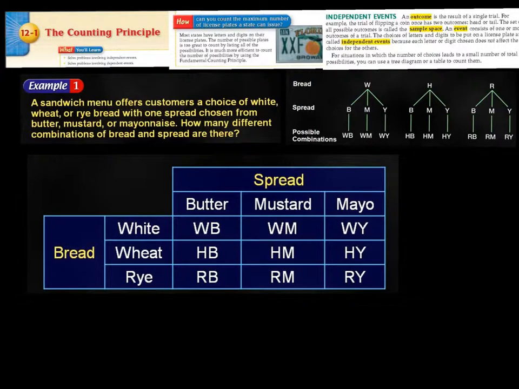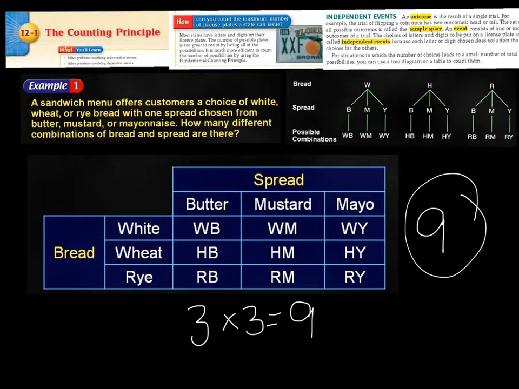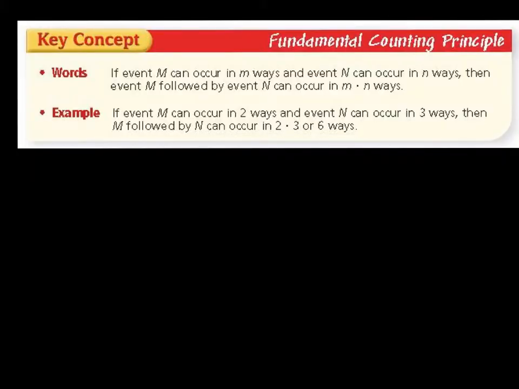Here's the same information written in a chart, which kind of reminds us of matrices. And again, we can see that there are 3 by 3, so a total of 9 choices. And this 3 by 3 scenario lends nicely into the fundamental counting principle. If event m can occur m ways and event n can occur n ways, then m followed by n can occur m times n ways. So if event m can occur 2 ways and n can occur 3 ways, then they can occur together 2 times 3, or 6 ways.